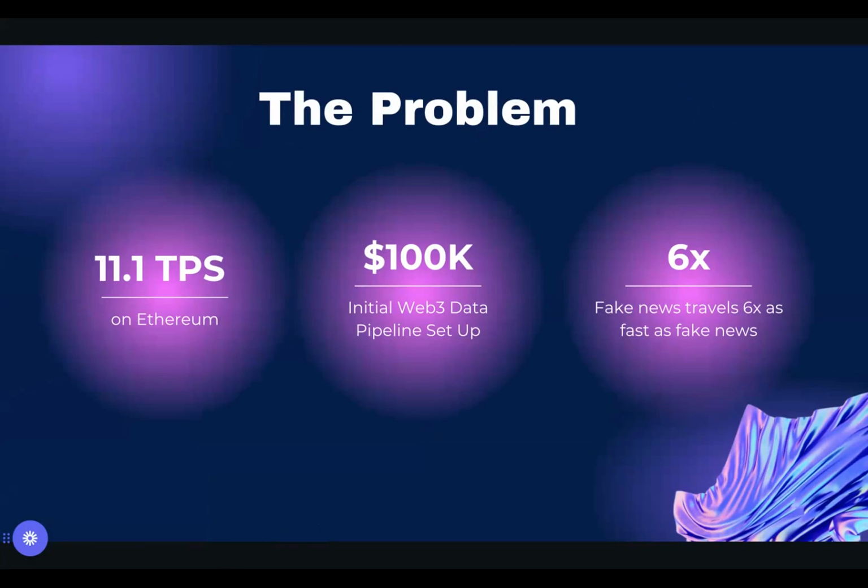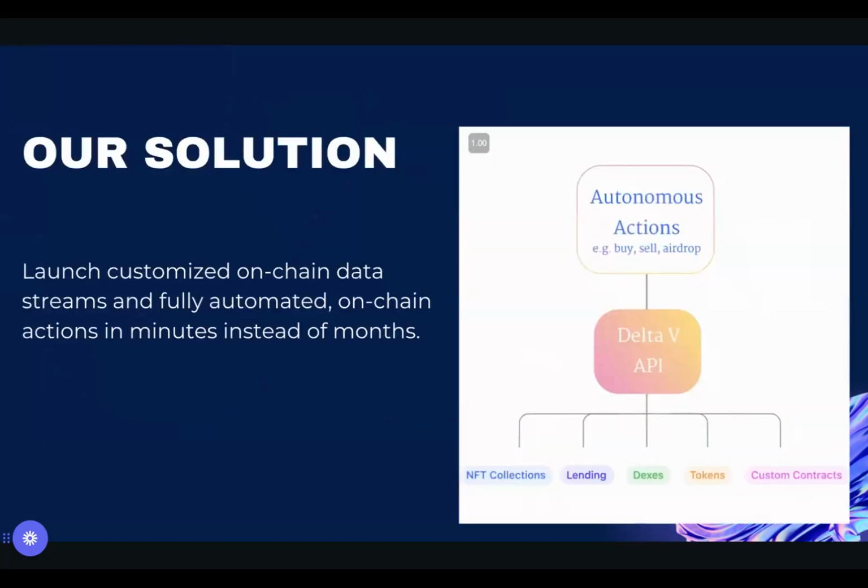One of the other problems that we thought about was how fake news travels 6 times as fast as the truth, because it goes viral. So we were thinking about how we can act on truthful, on-chain data without having to rely on third-party sources. That's where Delta V comes in.